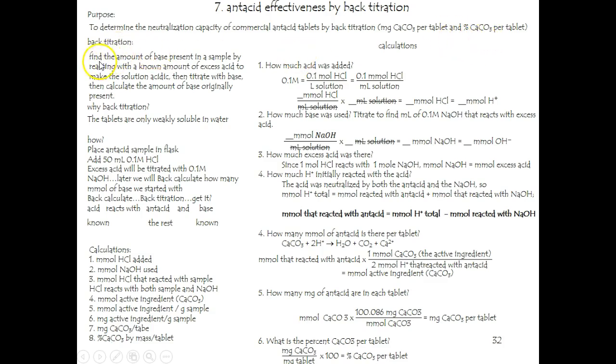Back titration is a method where you can find the amount of base in this case by reacting it with an excess but known amount of acid. So when you throw in the acid, some of that base reacts, but some doesn't. You find out how much didn't in order to find out how much did. I hope that makes some sort of sense to you. So that'll still be an acidic solution. You titrate it with the base, and then you calculate the amount of base that must have been originally present.